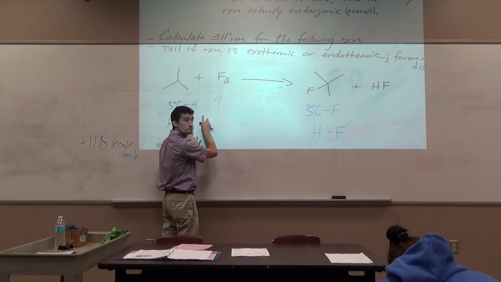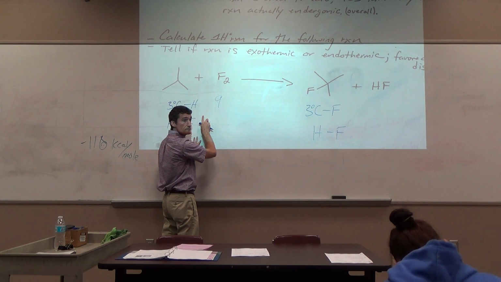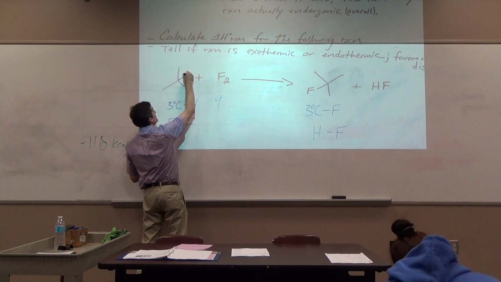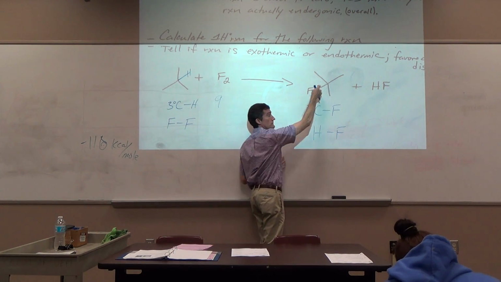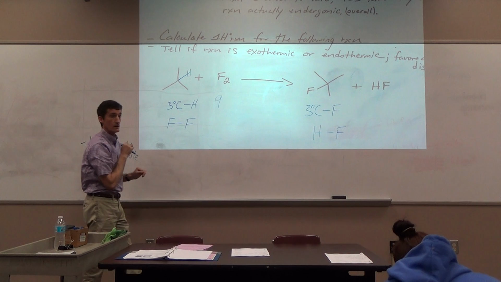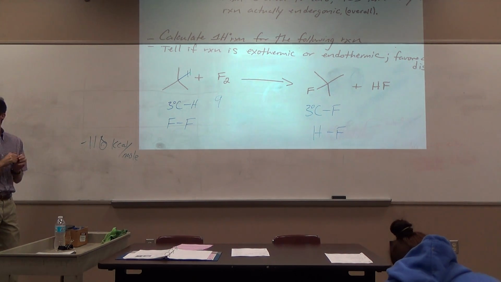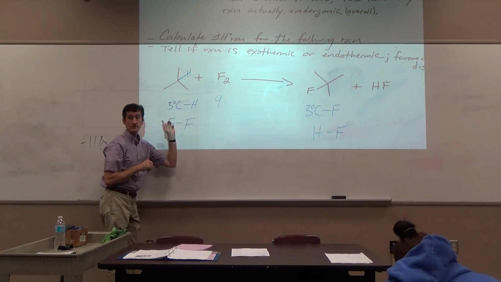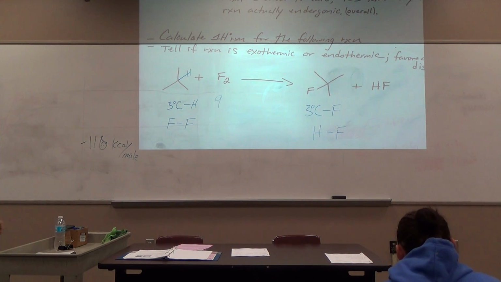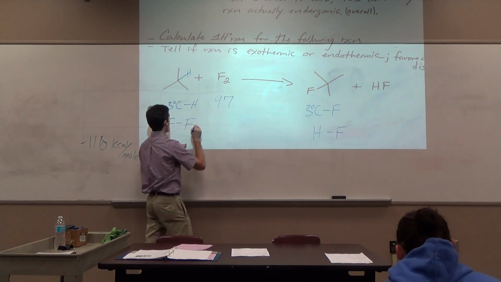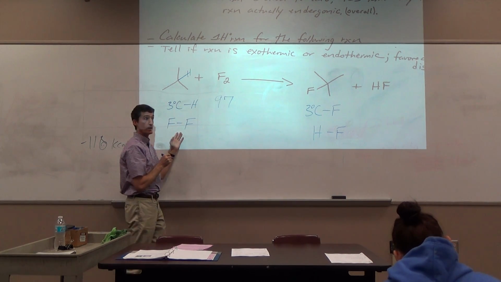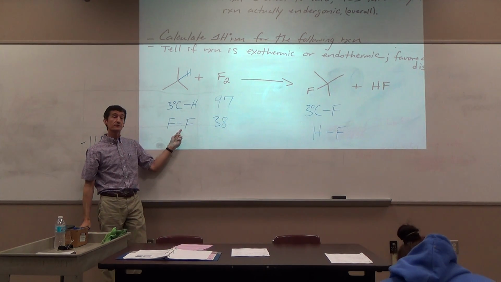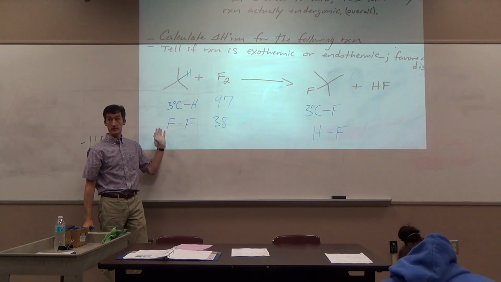I have a question. How do you know it's the tertiary carbon and not one like this? Well, that H right there is gone. That H is gone. So it's broken. How much is the tertiary CH? 97. Okay, I'm assuming that's right. What's the FF? 38? That's quite low. That's one reason F2 is so reactive, because it's such a weak bond.